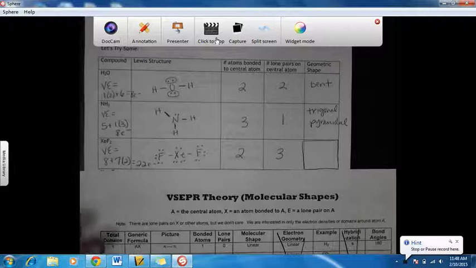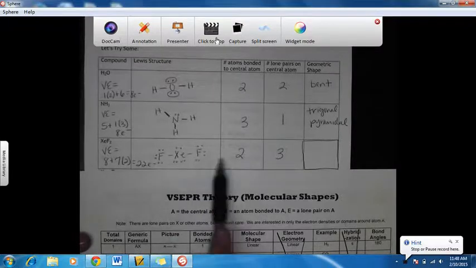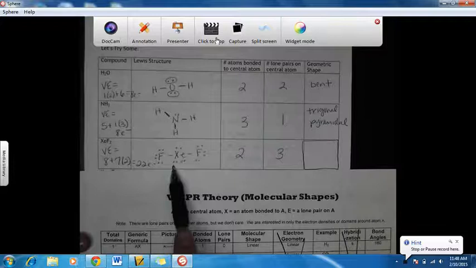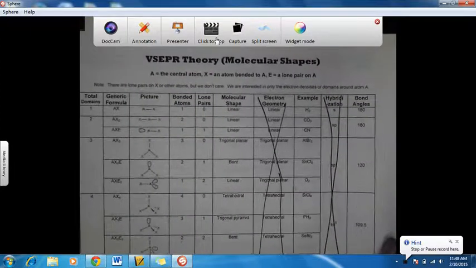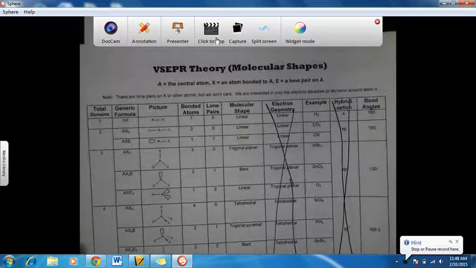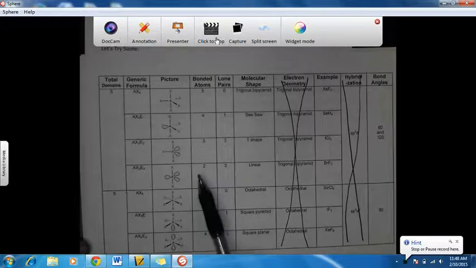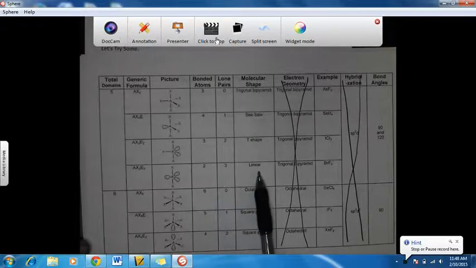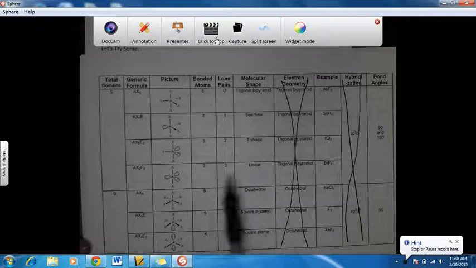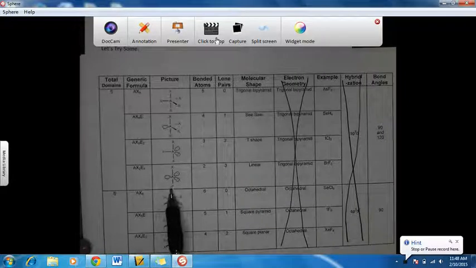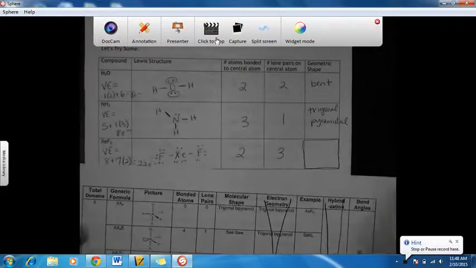Your xenon difluoride, you should have had 2 bonded atoms and then 1, 2, 3 lone pairs. And 2 bonded atoms and 3 lone pairs will be on the other page. Let's go to the other page. So we have 2 bonded atoms and 3 lone pairs. That actually comes out to a linear shape. And the reason that it becomes linear, you see here, is that the 2 atoms end up getting pushed into a line with those 3 lone pairs, making more of a triangle around the center. And so this one is linear.